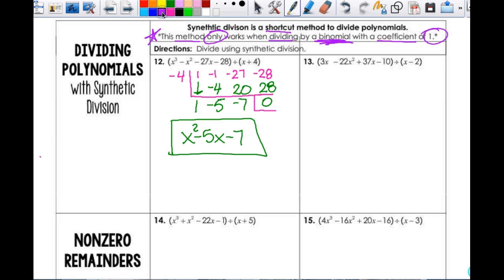coefficient of 1. All right, so let's look at number 13. What goes on the outside? 2. And then in here I get 3. Oh, and this x right here should have an x cubed on it. The little cube kind of moved, it's underneath the word binomial up here. I don't know, it moved somehow. So we got that 3, then the negative 22, positive 37, and negative 10.